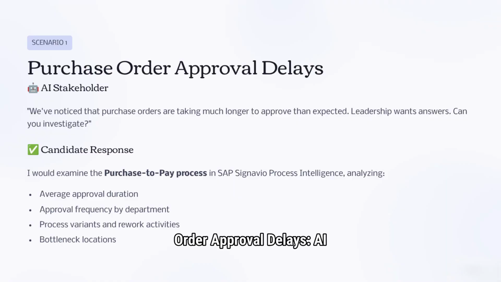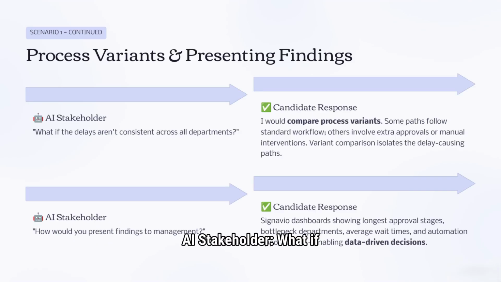Purchase order approval delays. AI stakeholder: We've noticed that purchase orders are taking much longer to approve than expected. Leadership wants answers. Can you investigate? Candidate analysis: First, I would examine the purchase-to-pay process within SAP Signavio Process Intelligence. My objective would be identifying where delays occur and measuring their business impact. I would analyze average approval duration, approval frequency by department, process variance, rework activities, and bottleneck locations.